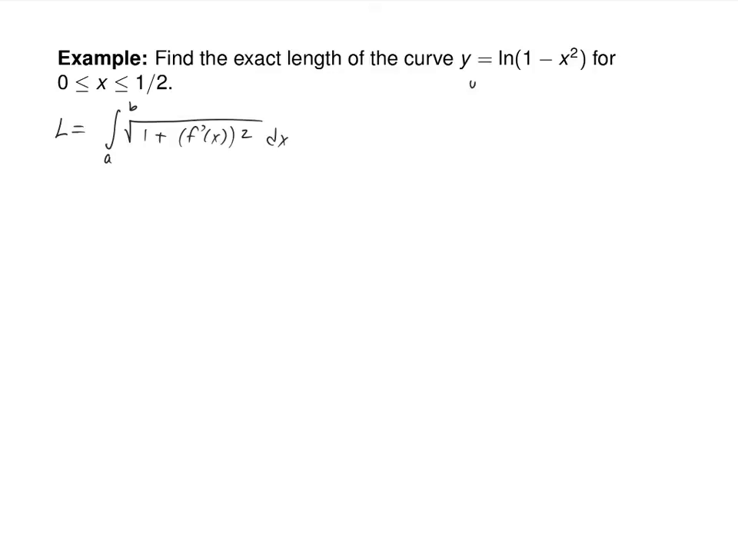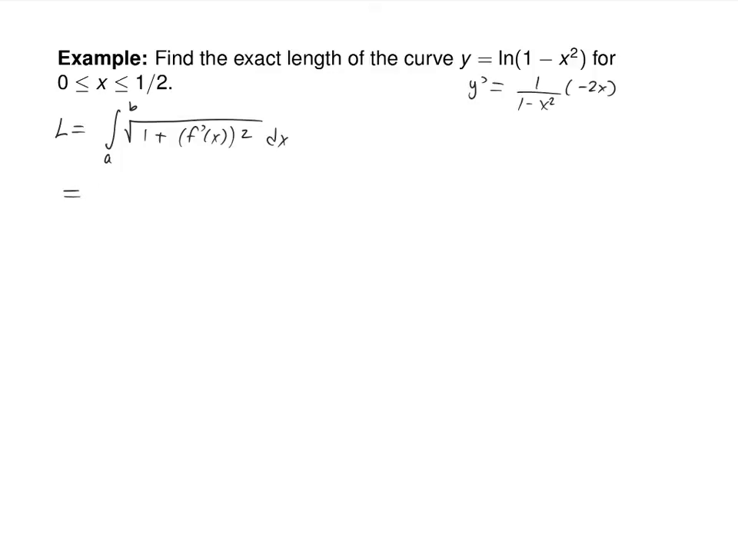So what is y prime? If you have ln of 1 minus x squared, what's the derivative of that? 1 over 1 minus x squared, times... Almost. Times the derivative of 1 minus x squared, which is negative 2x. In this case, the negative won't matter because you're going to square it. Does that make sense?